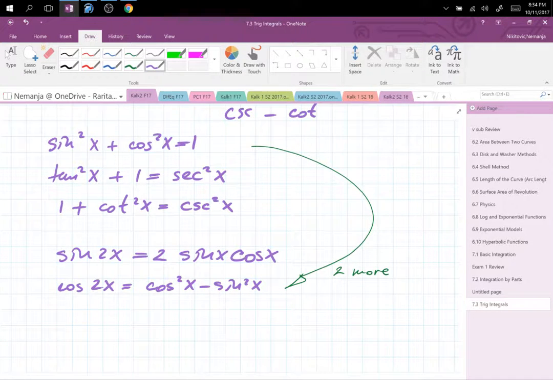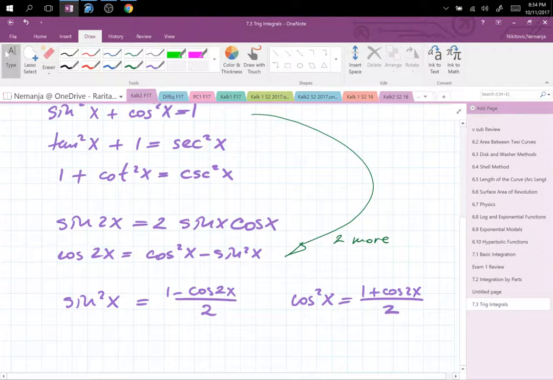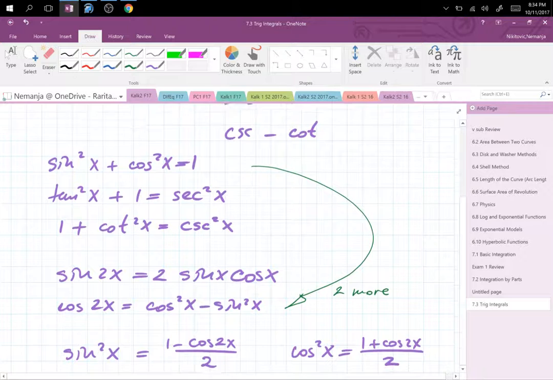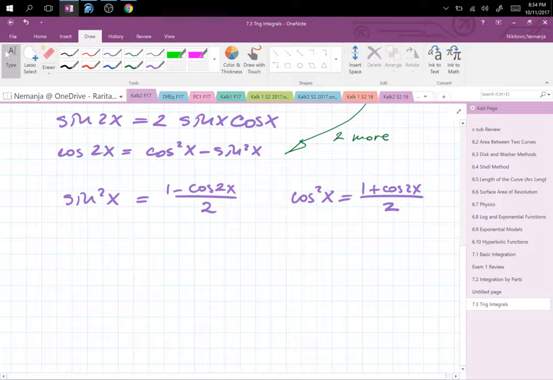And the almighty power reducing formulas, which you have already seen. Sine squared x is 1 minus cosine 2x over 2, and cosine squared x is equal to 1 plus cosine 2x over 2. So the power reducing formula is extremely important. And then from there, you have the list of derivatives that you have to memorize, and that same list read backwards is the list of integrals. And that would conclude the whole thing.